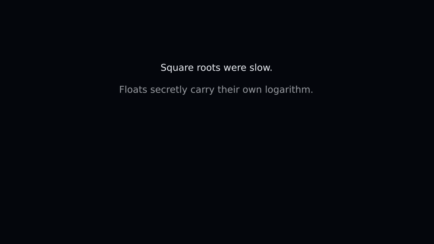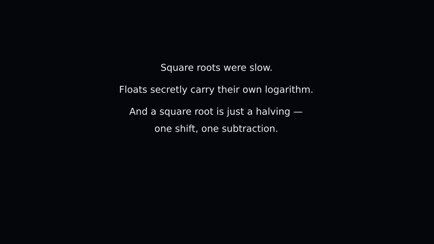So that's the whole secret. It looks like someone mashed the keyboard and summoned something dark, but every piece has a reason. Square roots were slow and lighting needed millions of them. Floating point numbers, by an accident of their design, carry their own logarithm in their bits. And in the language of logarithms, a square root is just a halving, 1 shift and 1 subtraction. A line that looks impossible becomes, once you see the logarithm hiding inside every float, almost inevitable.